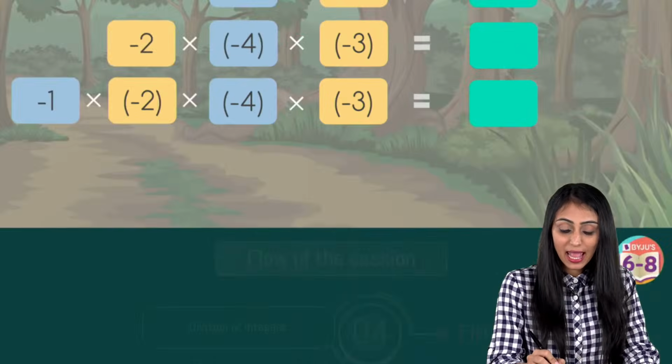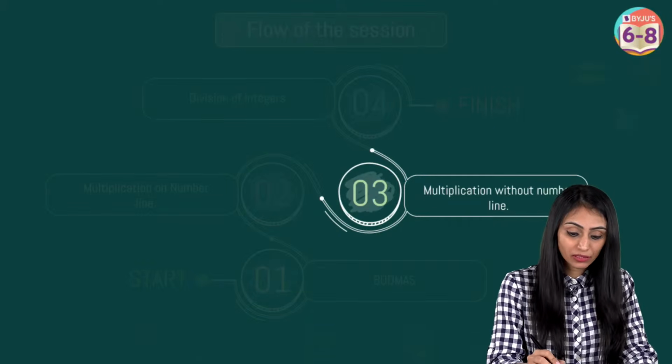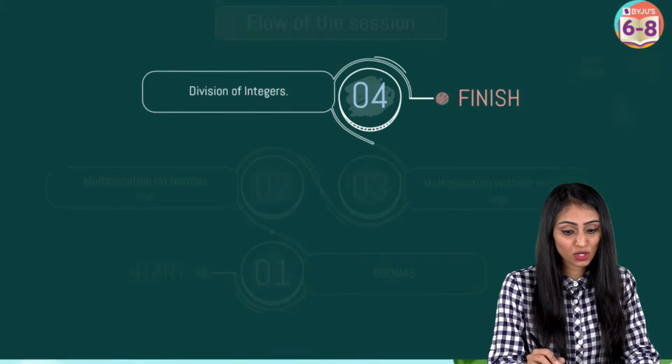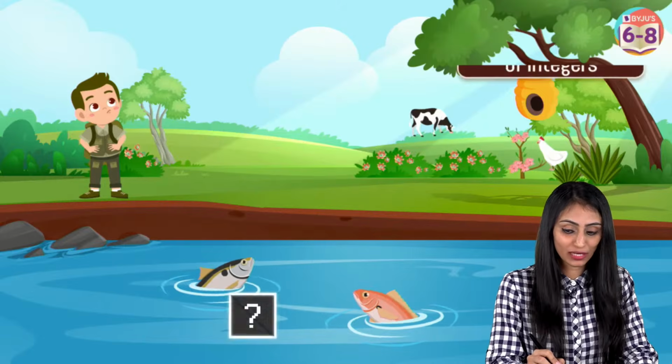Great, let's move ahead. So till now we talked about multiplication of numbers with a number line and without a number line. Now we are reaching our final topic of today's session, that is division of integers. Now we will see how to do division of integers.